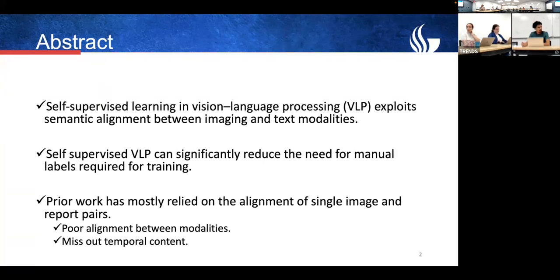If we talk about prior work, it mostly relies on alignment of single image and report pairs, which leads to, of course, poor alignment between modalities, because clinical notes are not just based on a single image, but also on previous prior images as well. So that leads to poor alignment between modalities, and it also misses out temporal content.